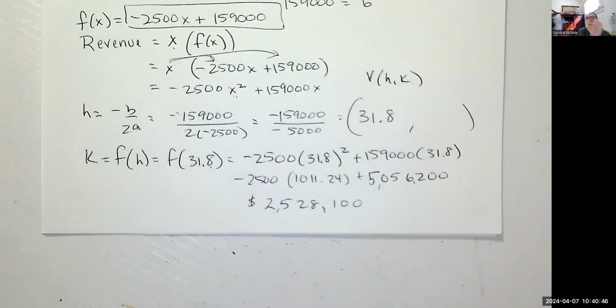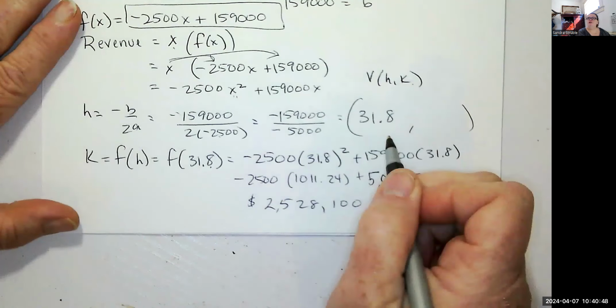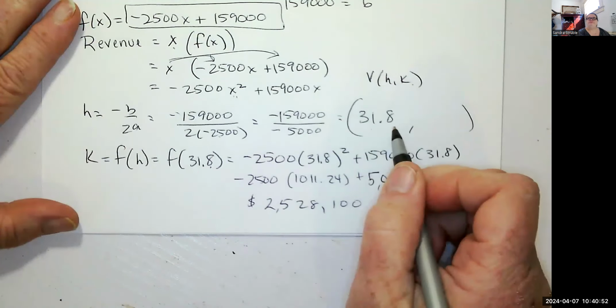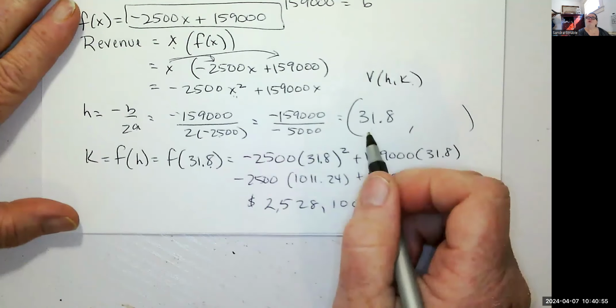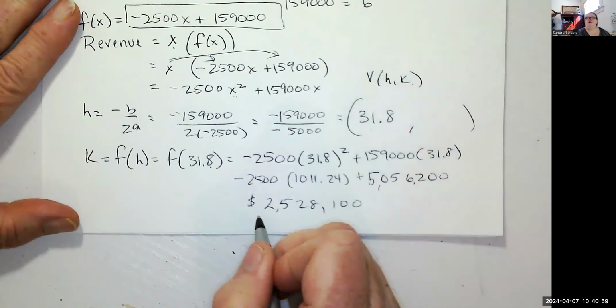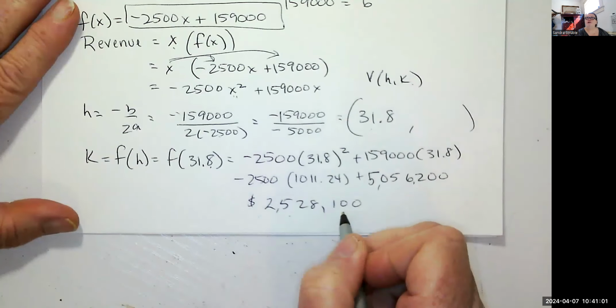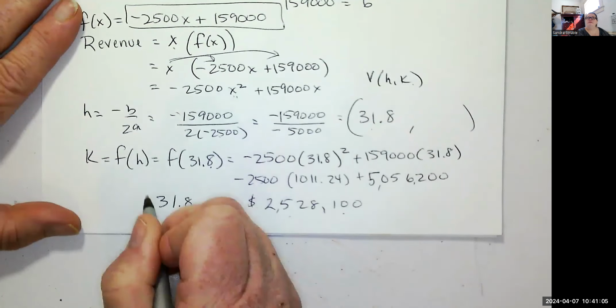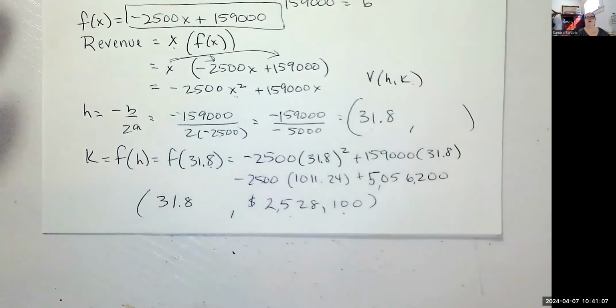That's k. So if they charge $31.80 for a quarterly subscription, they will max out their revenue at $2,528,100. That's what that means. Now, if you write that out for your exam, you're going to want to make sure, because we're in America, you always round to the penny, which is in the hundredths place.